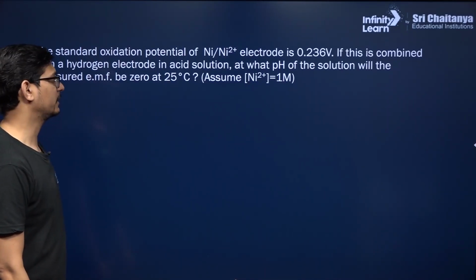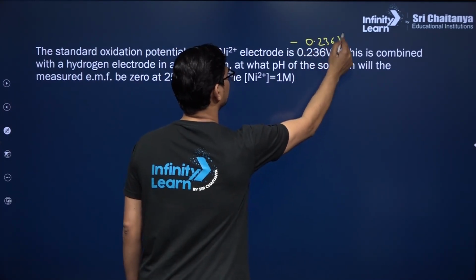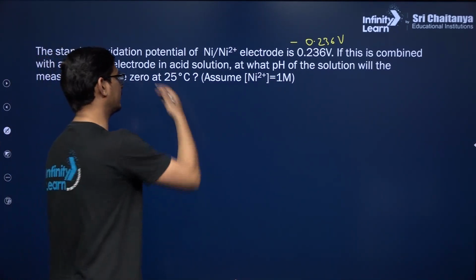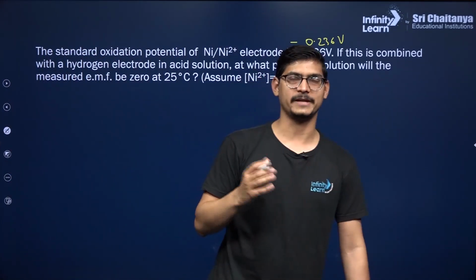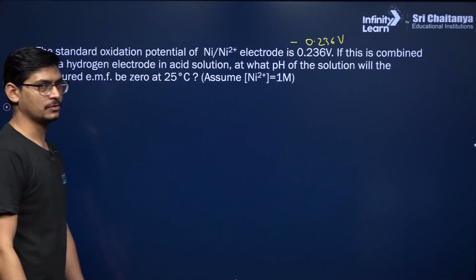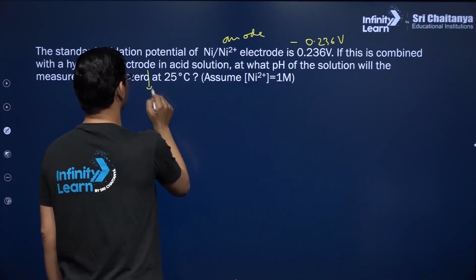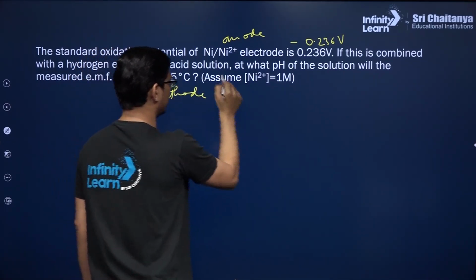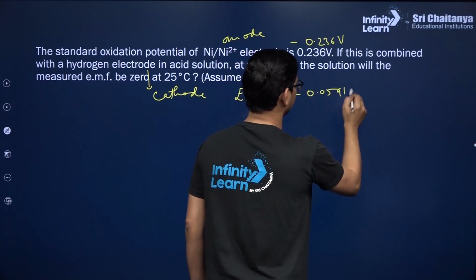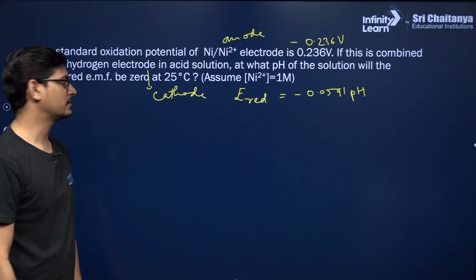Standard oxidation potential of nickel is 0.236. So reduction potential will be minus 0.236 because E reduction is negative of E oxidation. If this is combined with a hydrogen electrode, we know that the potential of hydrogen electrode is either 0 or slightly negative or positive depending upon the concentration. So one thing I can be sure of is that nickel will act as anode and hydrogen electrode will act as cathode, right? And please remember, for hydrogen electrode the reduction potential is minus 0.0591 pH. Important formula which you will find very useful, right?